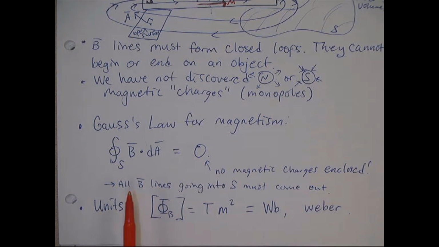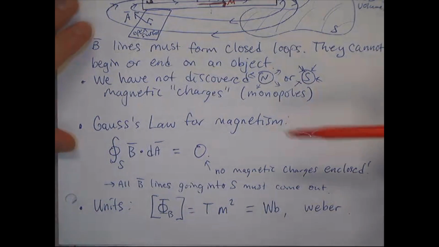Another way of stating this is that all magnetic field lines which pass into a closed surface S must come out. The units of magnetic flux are simply the unit of magnetic field, the Tesla, times the unit of area, which is meters squared. This has a name of Weber, and the symbol is uppercase W, lowercase b.